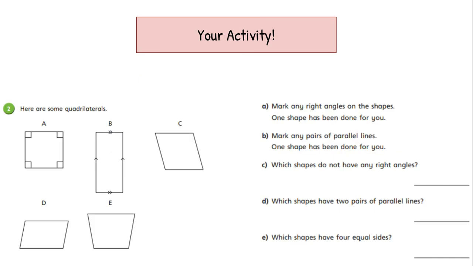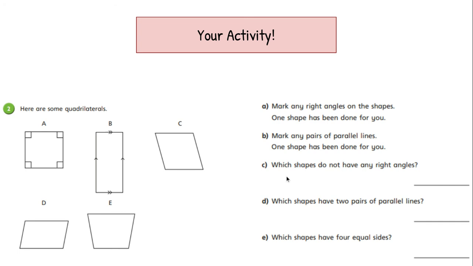So for A, you have to mark any right angles on the shape. Shape A has been done for you. So you've got to find another shape that has right angles, and then you have to label it like you see on shape A. Be very careful of some shapes that appear to be a little bit like right angles, but they're not quite. So be very careful.